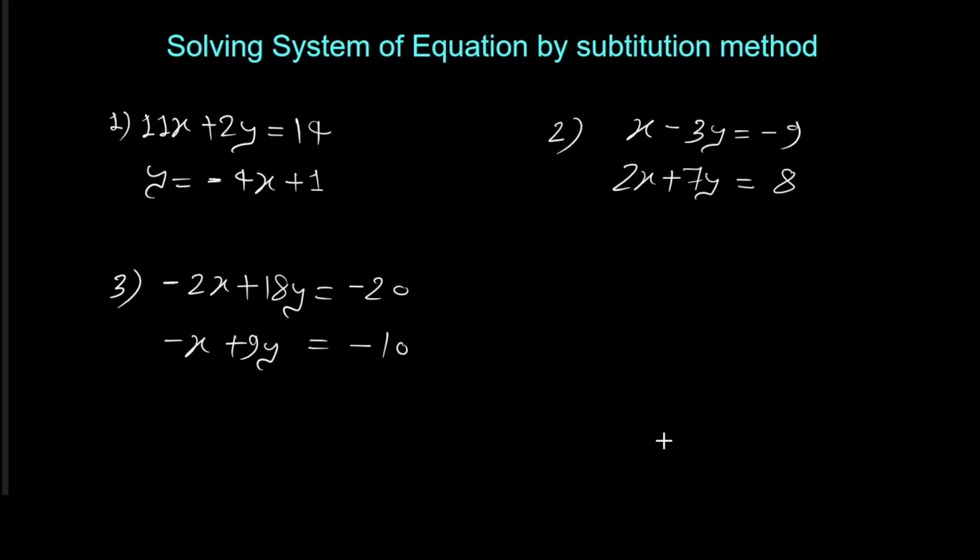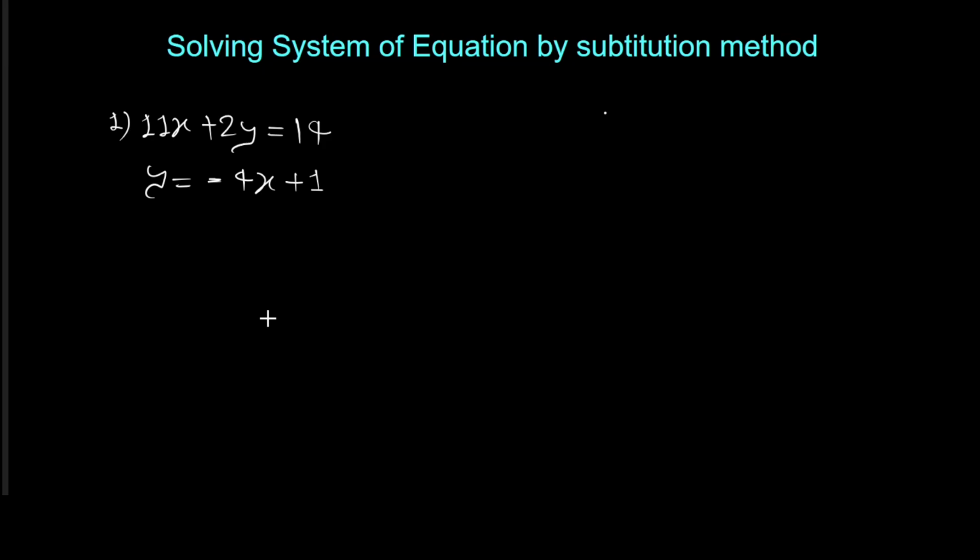So in this lesson, we will learn how to solve a system of equations with the substitution method. We have three examples here, from easier to harder levels. We will solve them. So we have our first problem, which is 11x plus 2y equals 14 and y equals negative 4x plus 1.